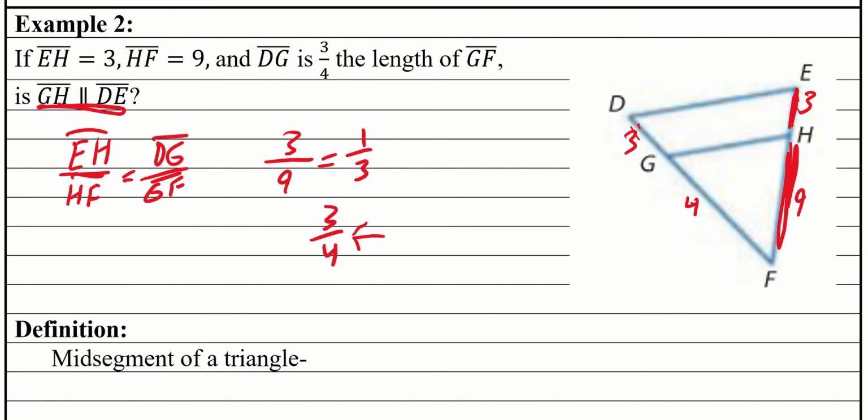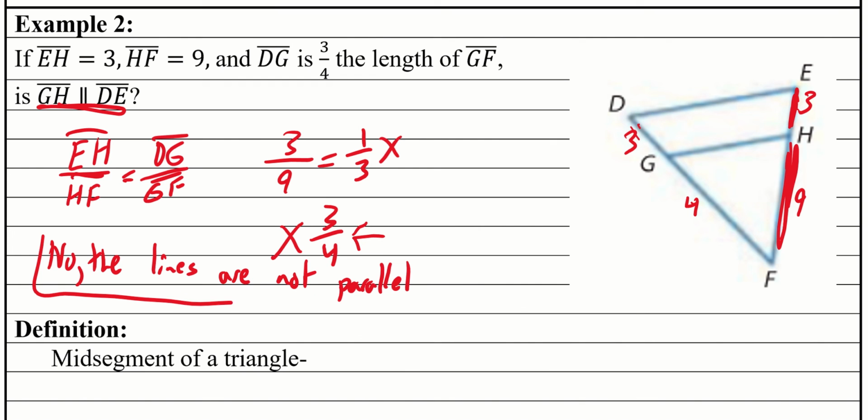Okay, so you have 1/3 and 3/4. These are not the same. So because of that, are these two lines parallel? I would say no, the lines are not parallel. In order for them to be parallel, those sides would have to be proportional. So that's how we use it. It's still setting up proportions. It's just being able to tell whether lines or sides are parallel or not. Okay, so that is some of the basics of what we're going to do.